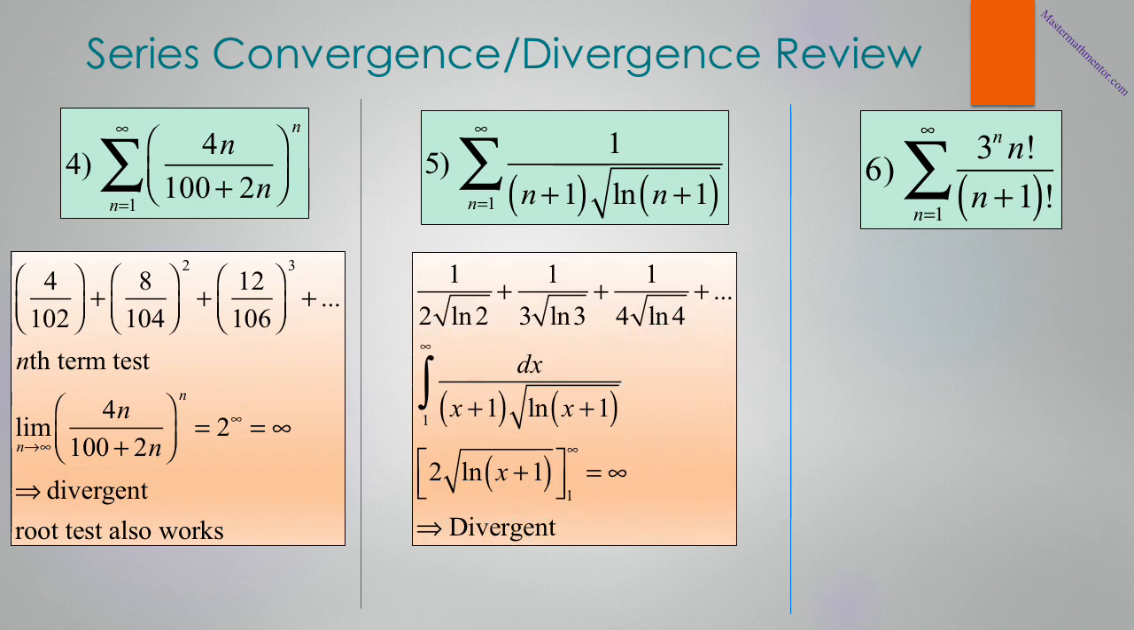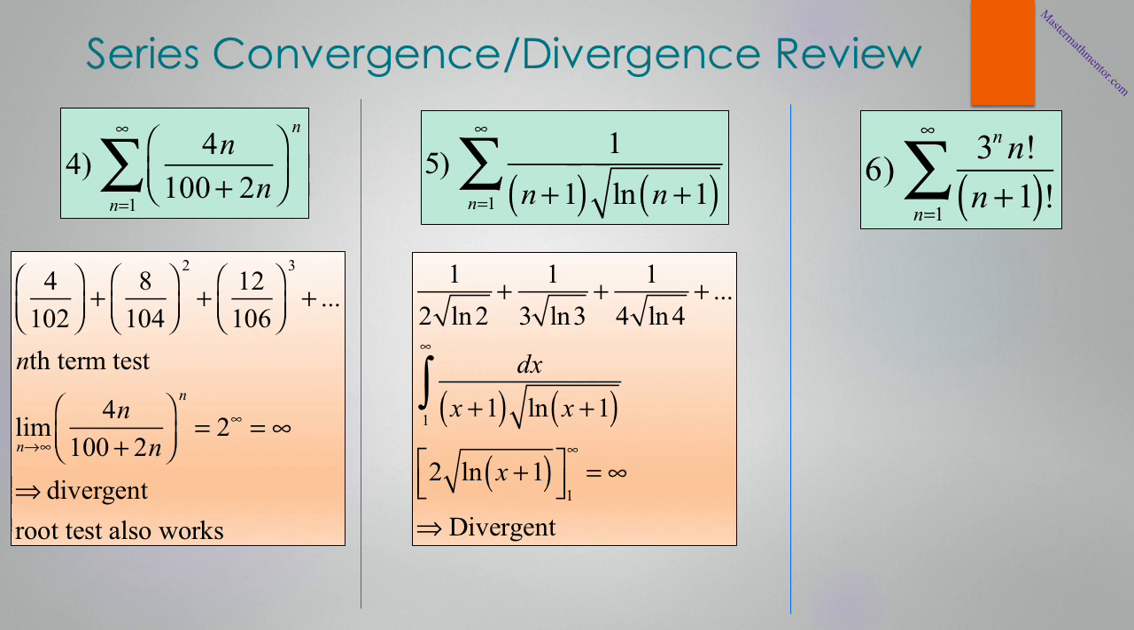Number 5 reads summation n equals 1 to infinity of 1 over quantity n plus 1 times the square root of the natural log of quantity n plus 1. Expanding, this is 1 over 2 square root of natural log 2 plus 1 over 3 square root of natural log 3 plus 1 over 4 square root of natural log 4 plus dot dot dot.